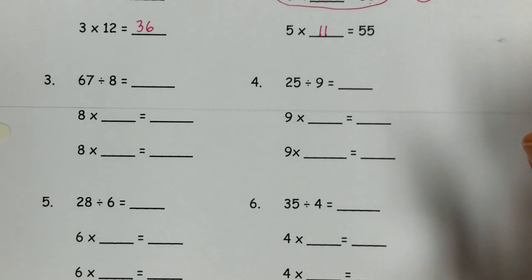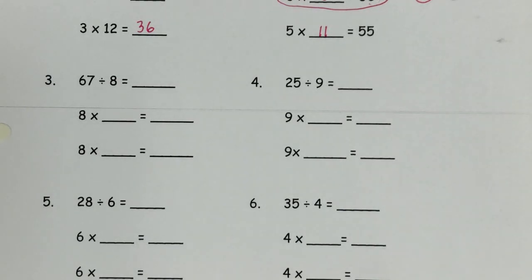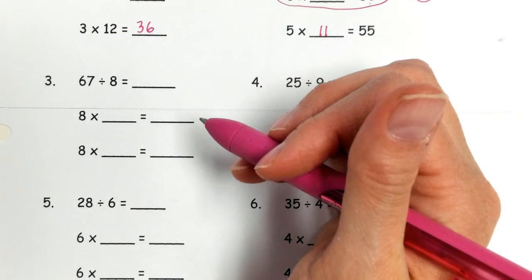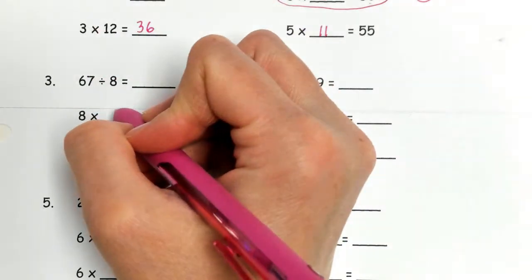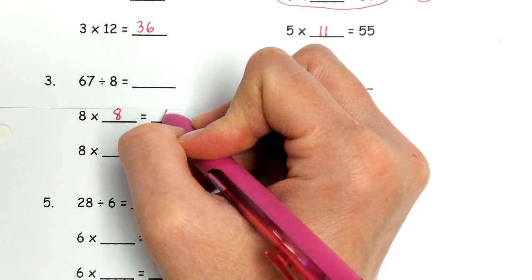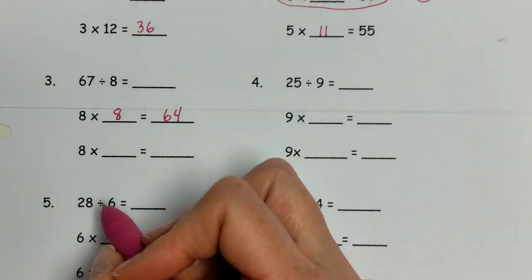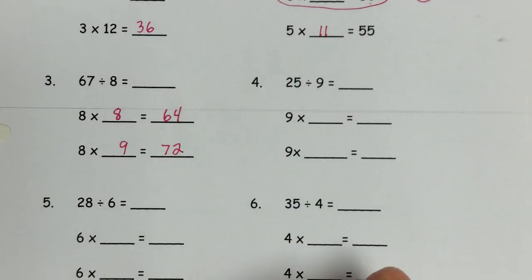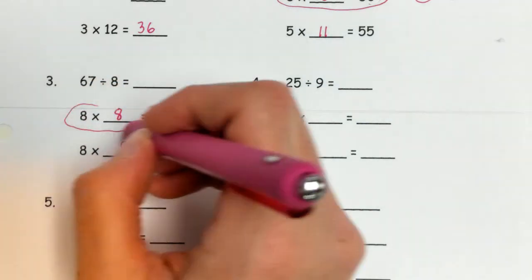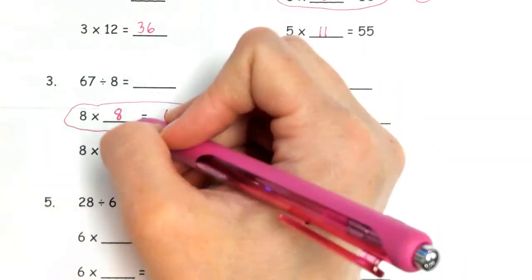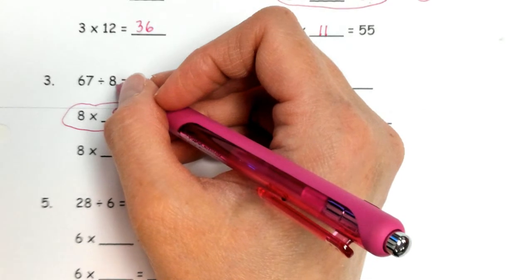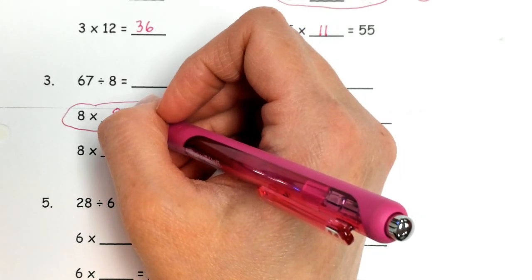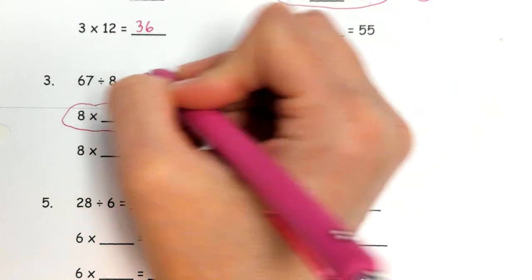So let's see. This one you're going to use your multiplication sheet. So 67 divided by 8. You can do 8 times 9. Okay, what is 8 times 8? 64. What is 8 times 9? 72. So which of these will I use to solve the problem? 8 times 8. I'm going to use 8 times 8. So how many are going to be in each group? 8. How many are left over?